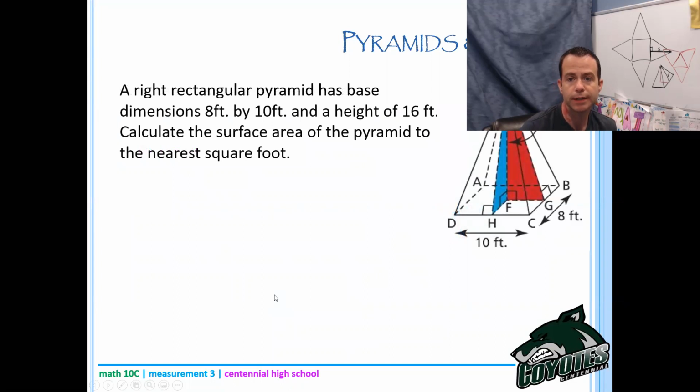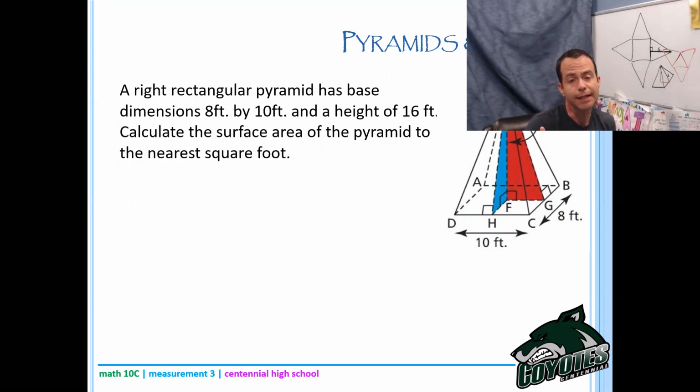Okay, a right rectangular pyramid has a base dimension 8 feet by 10 feet and a height of 16 feet. Calculate the surface area. Now, I want you to notice I did not give you the slant height. So this is where this question becomes a little trickier, and I want to go through it very, very carefully with you, okay?